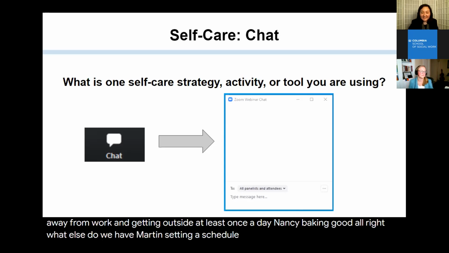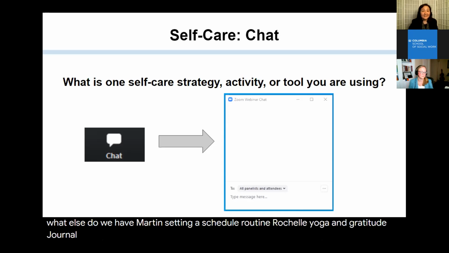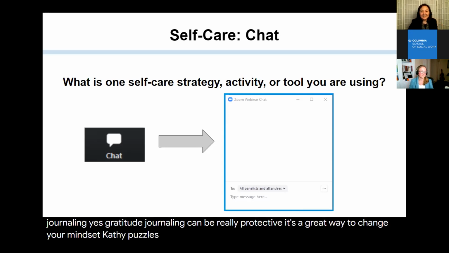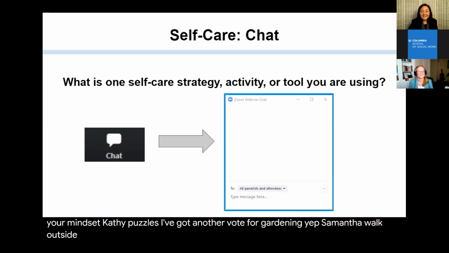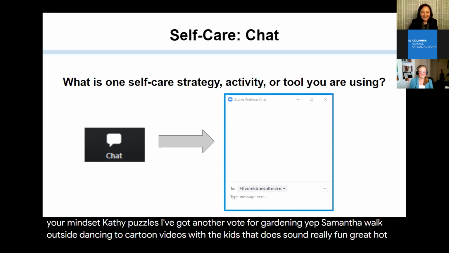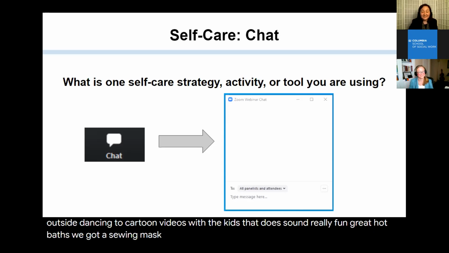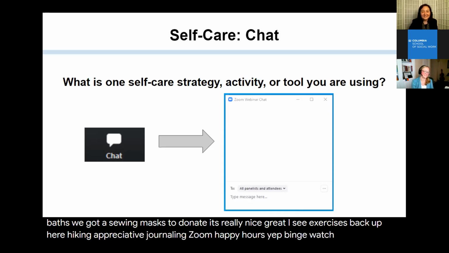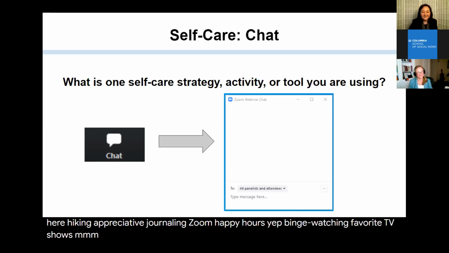Martin, setting a schedule routine. Rochelle, yoga and gratitude journaling. Yes, gratitude journaling can be really protective. It's a great way to change your mindset. Kathy, puzzles. We've got another vote for gardening. Yep. Samantha, walk outside. Dancing to cartoon videos with the kids. That does sound really fun. Great, hot baths. We've got someone sewing masks to donate. That's really nice. Great, I see exercise back up here, hiking, appreciative journaling, Zoom happy hours, yep. Binge watching favorite TV shows. Wonderful.